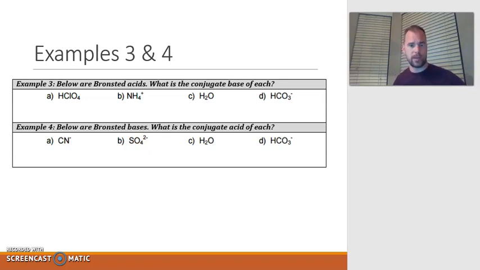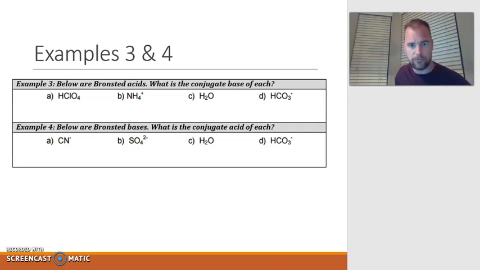So in example 3, it says, below are Bronsted acids. What is the conjugate base for each? Remember, what is a Bronsted acid? Does it accept hydrogen or does it donate hydrogen? Bronsted acids donate hydrogen, and they'll always do just 1 hydrogen at a time. So the question's saying, okay, if this is categorized as a Bronsted acid, what would be the conjugate base? In other words, what would be the result of it donating 1 hydrogen?